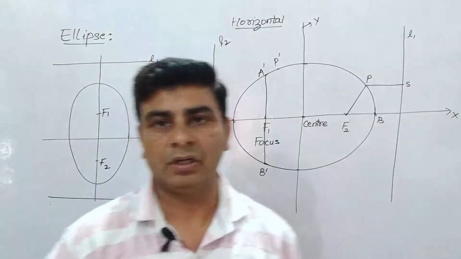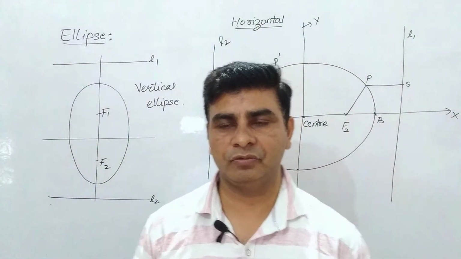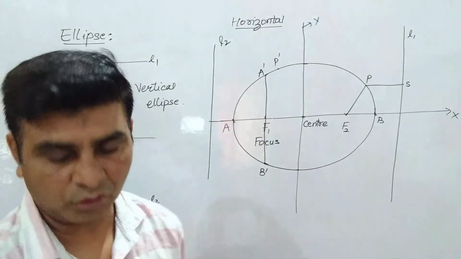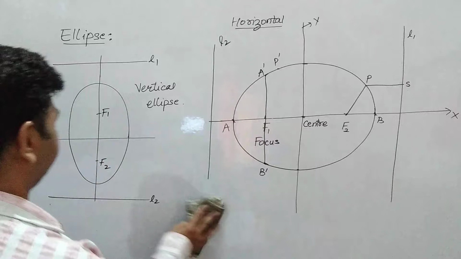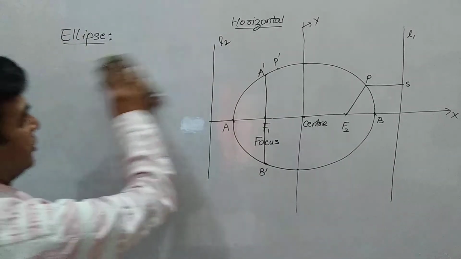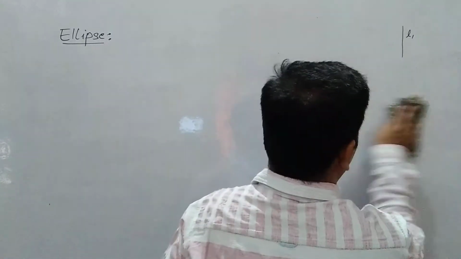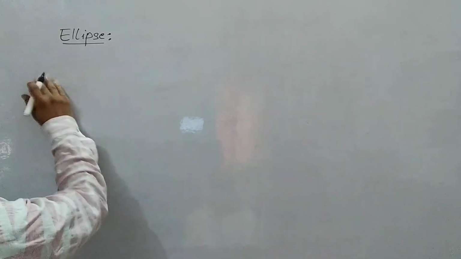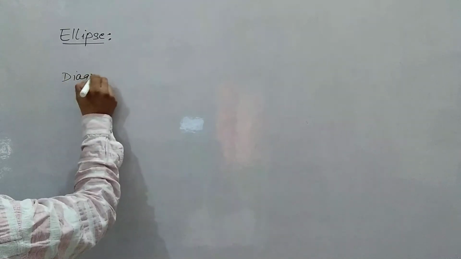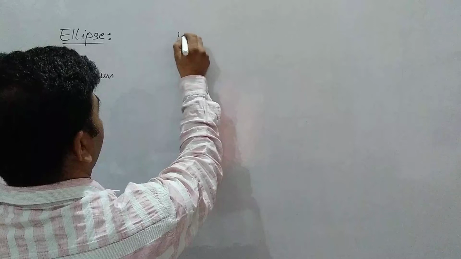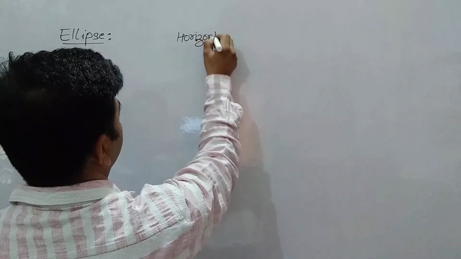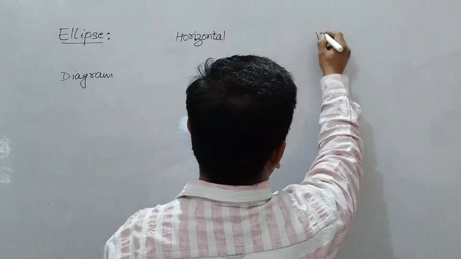Now we are going to discuss the length of latus rectum, vertices, foci, and so on in case of both the ellipses. So let me start the description of the horizontal and vertical ellipse. For that, let me draw a table. In the table, let me tell you how, first we talk about the diagram of the ellipse. This is your horizontal, and let me draw the vertical here.